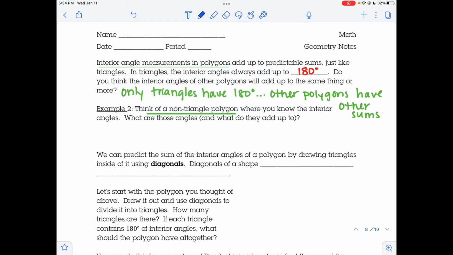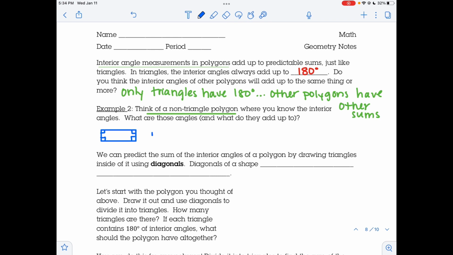Okay, hopefully you actually paused the video and took some time to think about a shape that you know. I know of a shape called a rectangle. You may have gone with square. But a rectangle, I know, has 90-degree angles in every single corner. So this next question, once you decide on a polygon, what are the angles?